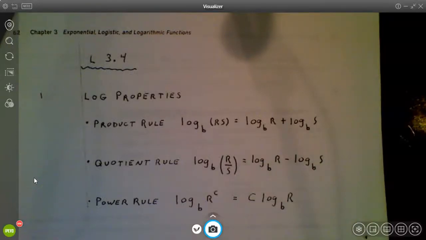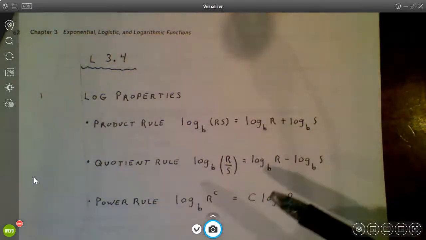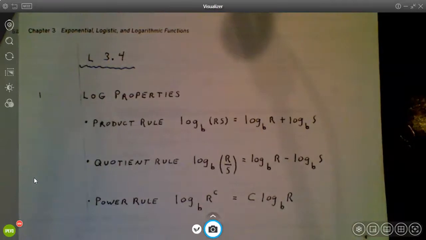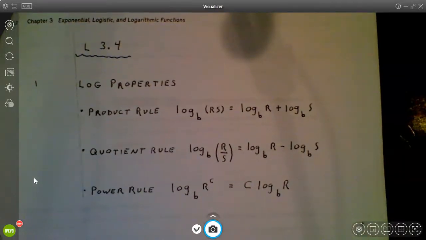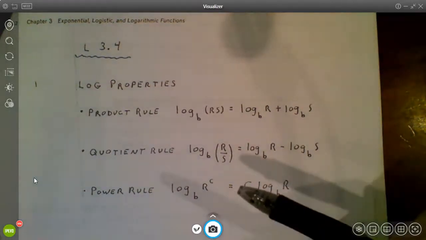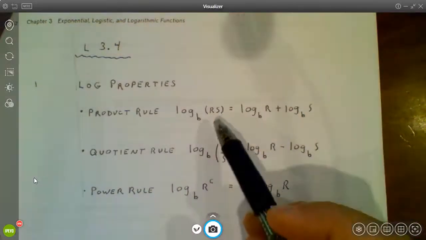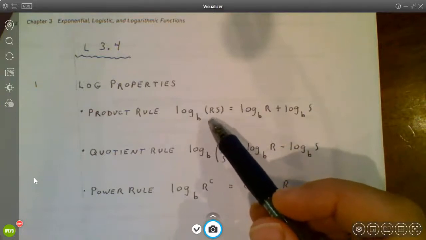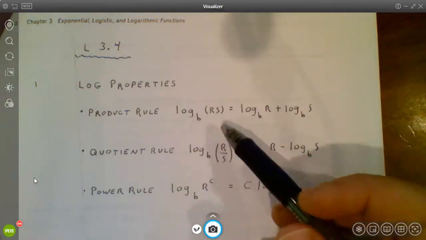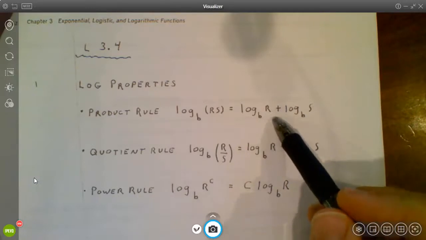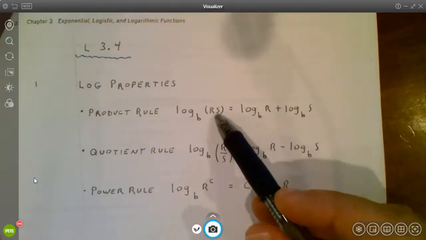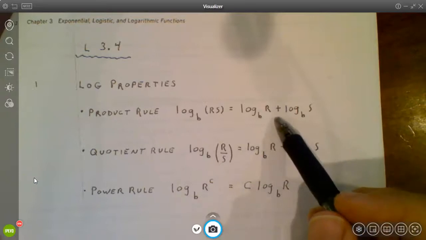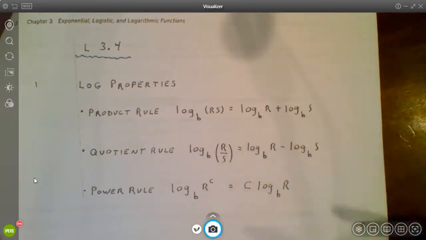All right, getting into the second half of the chapter, section 3.4, looking at logarithms, some rules that you learned in logs last year in Algebra 2: the product rule, quotient rule, and power rule. For the product rule, what you want to remember is when you have a log where two items are being multiplied together, you can separate that into two separate logs through addition. The R goes with one log, the S goes with the other. We're separating by addition. The base does not change.